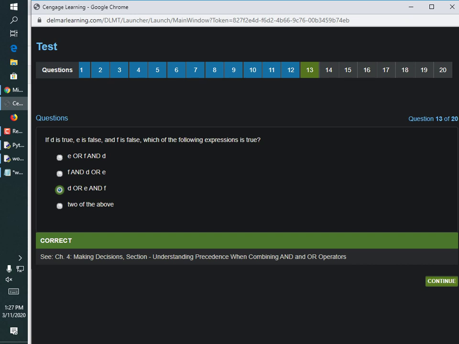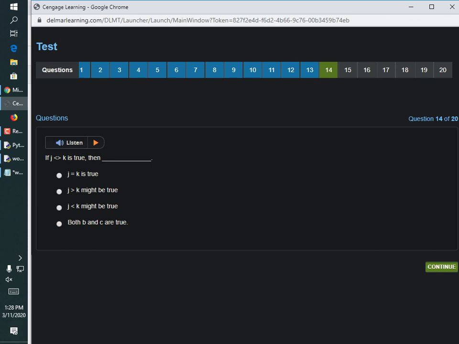If J is not equal to K, then it might be true that J is equal to K. It's not true. This is definitely not true. If J is not equal to K, it's impossible that J equals K. So cross that one out. But if J is not equal to K, it could be because J is greater than K or J is less than K.